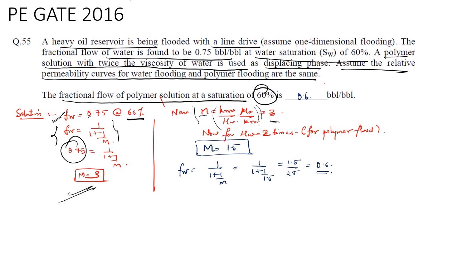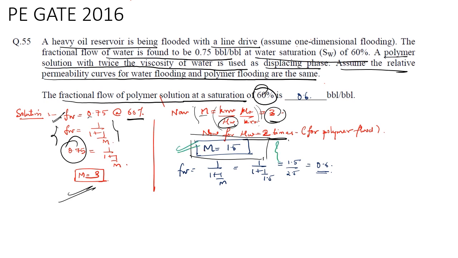Now it has been given that the viscosity of water has been increased 2 times because of polymer being added to the solution. Because of that, the mobility will now go down by half. That means initially it was 3, and now because viscosity is in the denominator, my new mobility ratio would be 1.5.